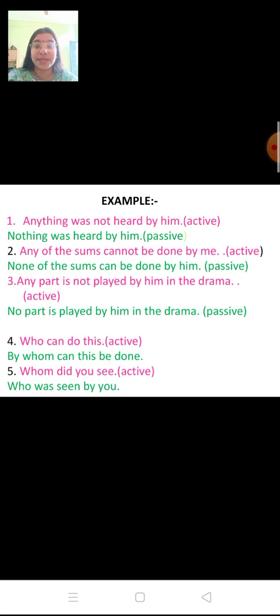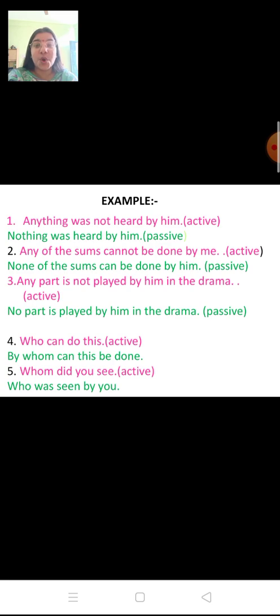Who can do this? By whom can this be done? Whom did you see? Who was seen by you? So this is how you have to change active into passive and passive into active.